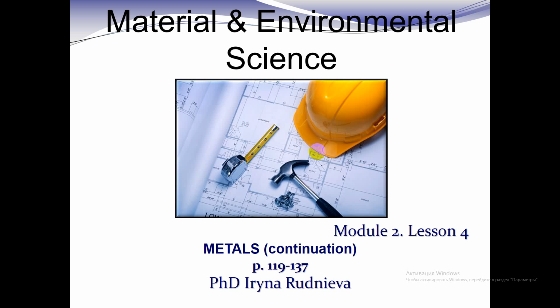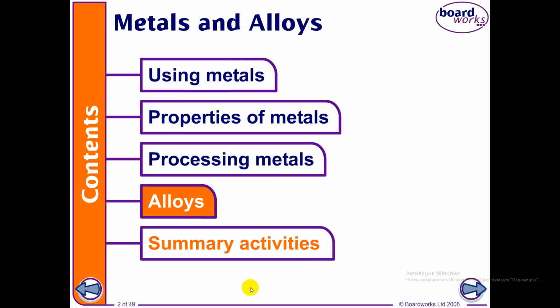Hello everybody, lecture 4. Now I explain for you more information about metals. We already know that there are several types of ferrous metals, and the best known are steel, wrought iron, cast iron, and stainless steel, of which ordinary steel is the most important in terms of usage and application.